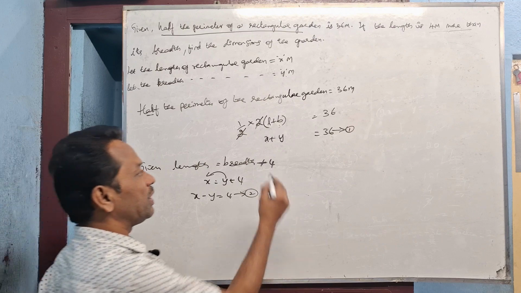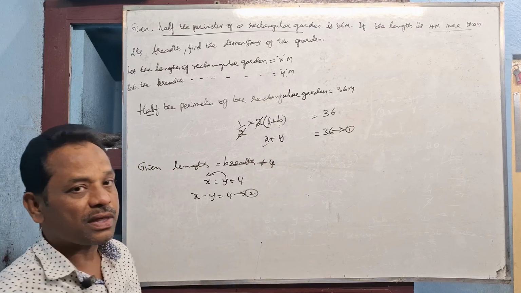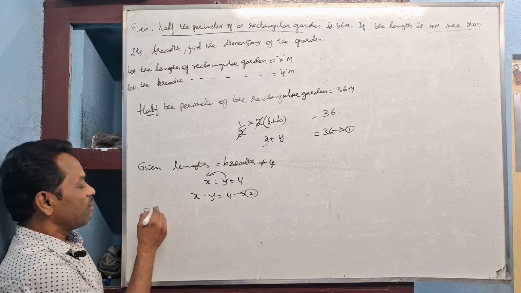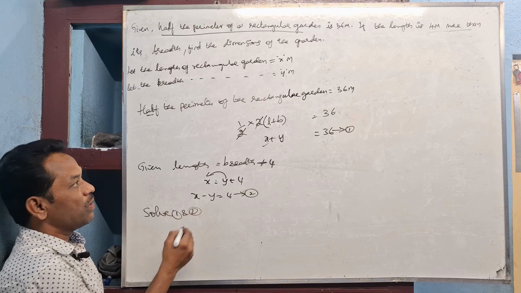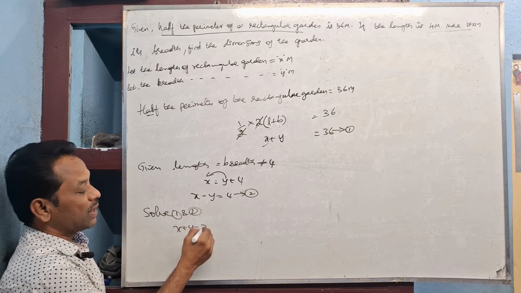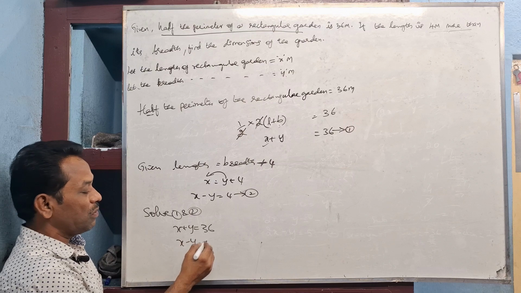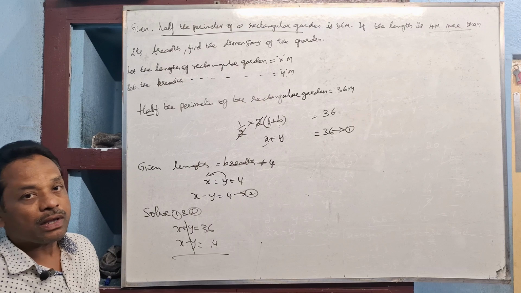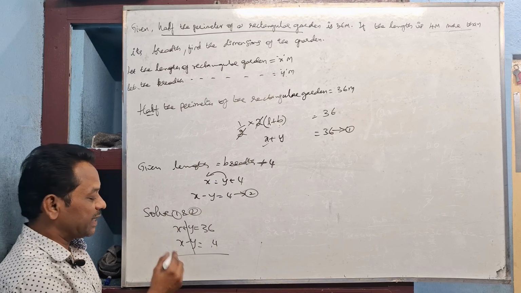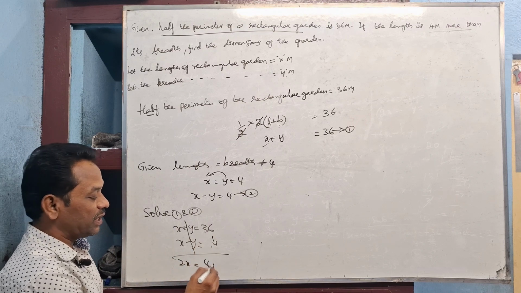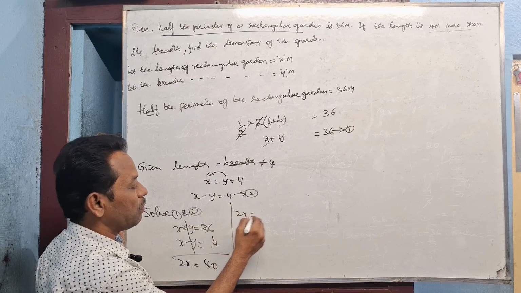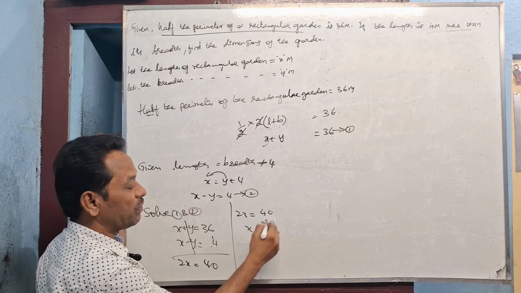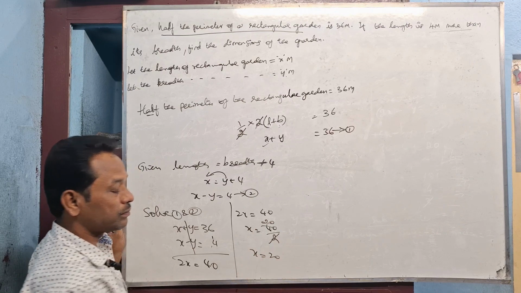So here we have two equations: x plus y equal to 36, x minus y equal to 4. Let us solve 1 and 2. Now we can cancel plus y and minus y. So here we have x plus x, 2x, equal to 40. So 2x equal to 40, x is nothing but 40 by 2. 2 twos are 4, 2 twenties are 40, so x equal to 20.